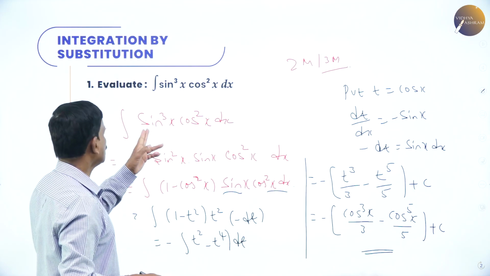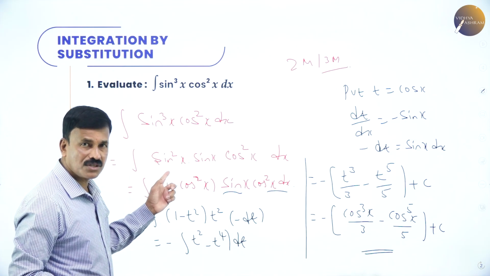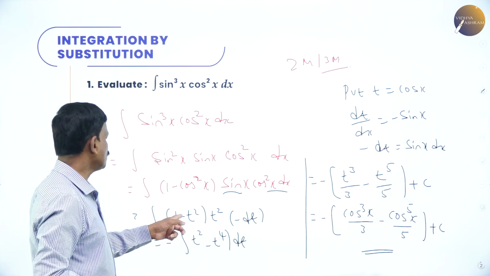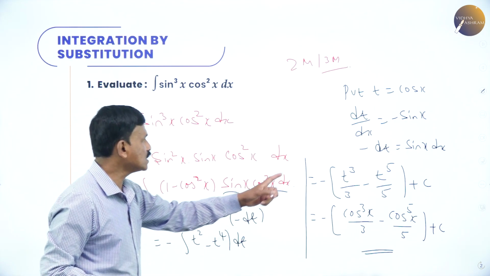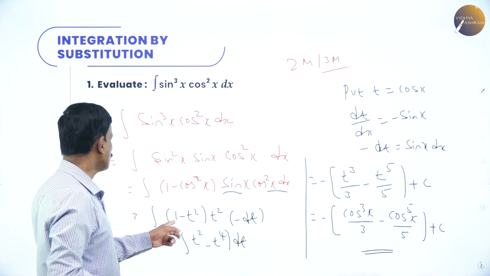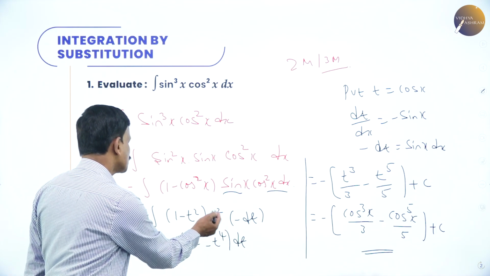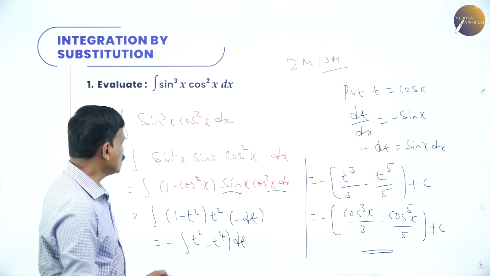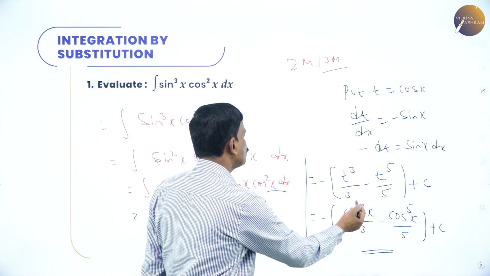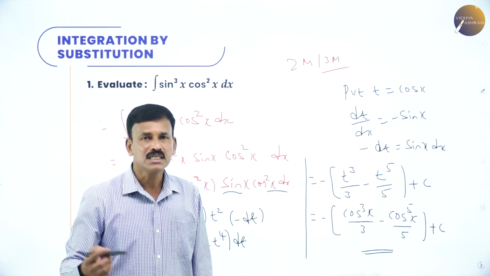So here, sine cube can be written as sine square x into sine x, cos square x as it is. Sine square can be written as 1 minus cos square. Put t is equal to cos x. So this becomes 1 minus t square, cos square is t square. sin x dx will reduce to minus dt, as differentiation of cos x is minus sin x. So this becomes 1 minus t square into t square into minus dt. Take minus out: t square into 1 is t square, t square into t square is t to the power of 4. Integral of t square is t cube by 3, t raised to 4 is 4 plus 1, t to the 5 by 5. Put t is equal to cos x: cos cube x by 3 minus cos to the power of 5 x divided by 5 plus c is the integrated answer.